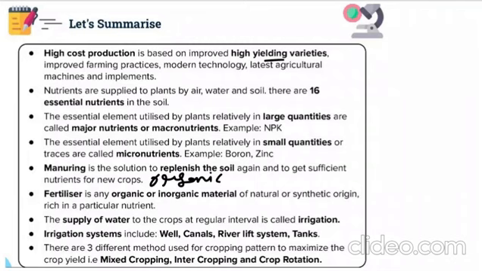Supply of water to the crops at regular intervals is known as irrigation. In India, due to climatic changes, we have various types of irrigation systems like wells, canals, river lift system, tanks, reservoirs, and everything. Now, there are three types of cropping patterns: mixed cropping, intercropping, and crop rotation, which we are going to study in our next session, session 3.